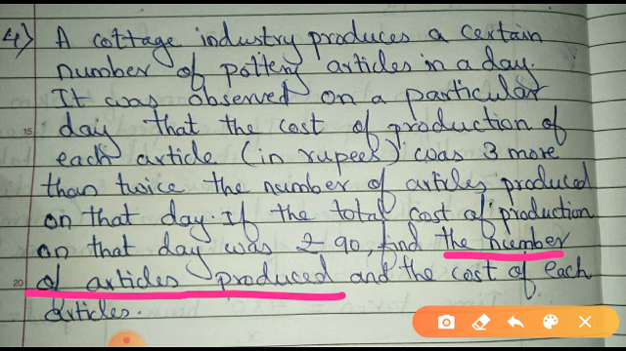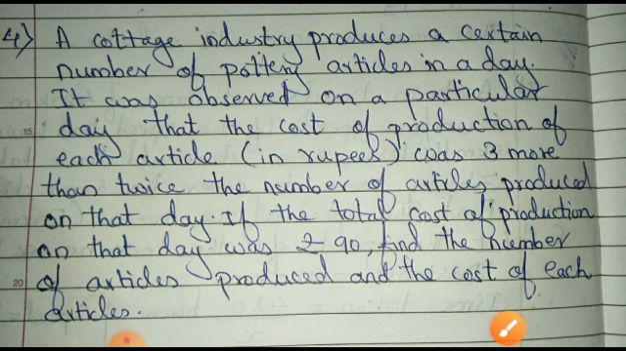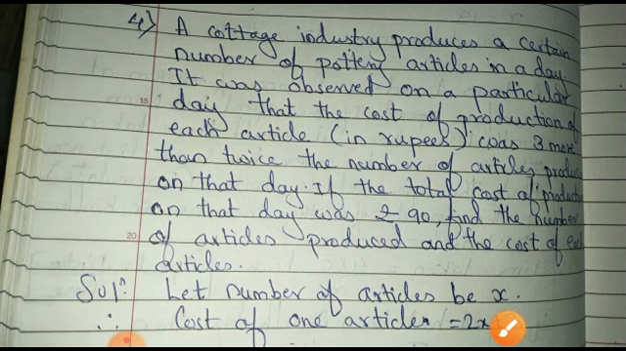Now, the cost of the production of each article was 3 more than twice the number of articles. Your articles is x. Twice means 2x. And 3 more, so the cost will be 2x plus 3. The cost of one article is 2x plus 3. Then what will be the total cost? It will be x into 2x plus 3.